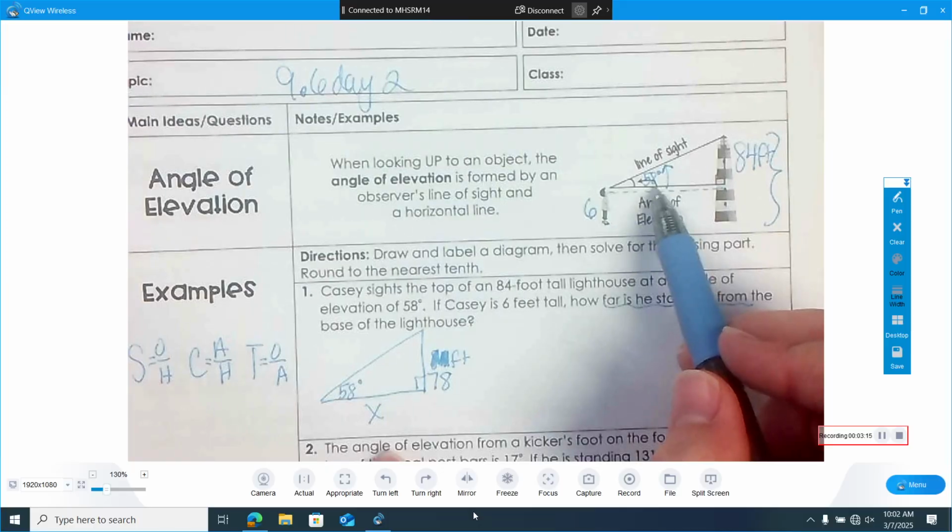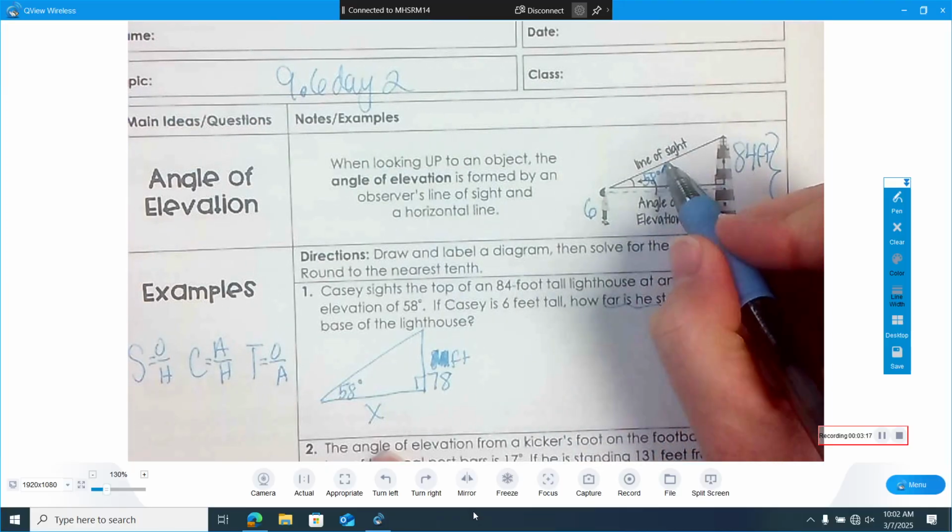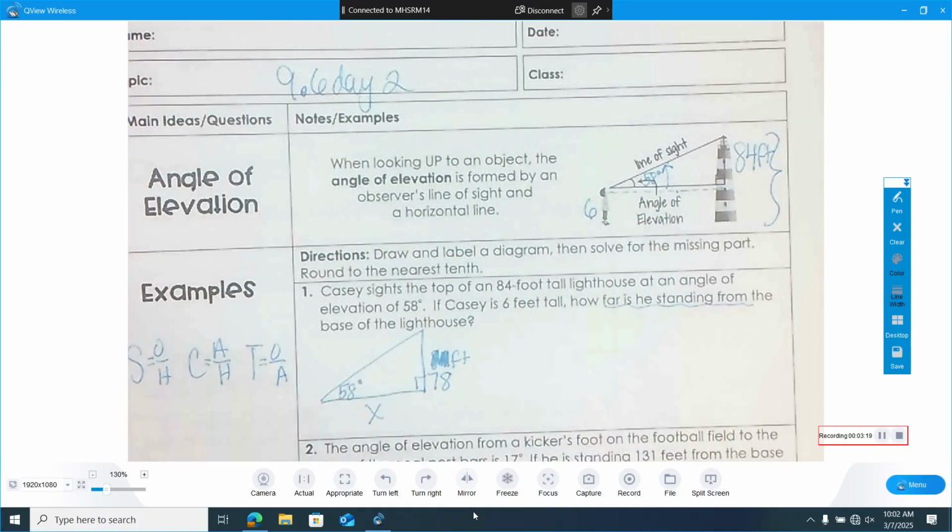It's just looking from horizontal up. That's the angle you elevate your chin.